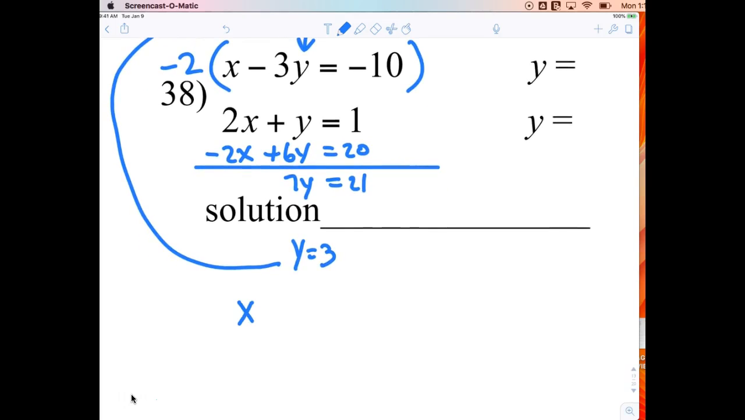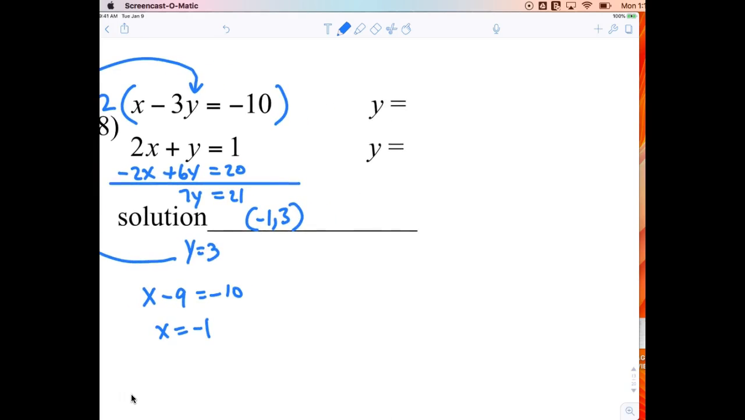So then we would have x minus 9 equals -10. So x equals -1. So the solution is -1 comma 3. The solution is -1 comma 3. All right. Now what? Now the y parentheses -10 minus x divided by -3. That's under y1. You understand that?